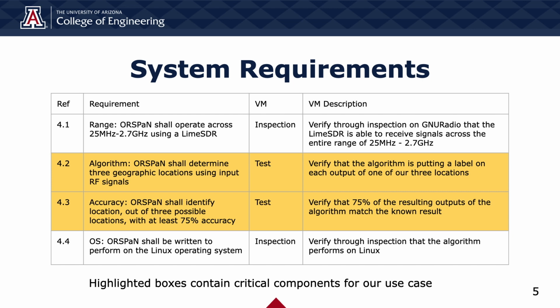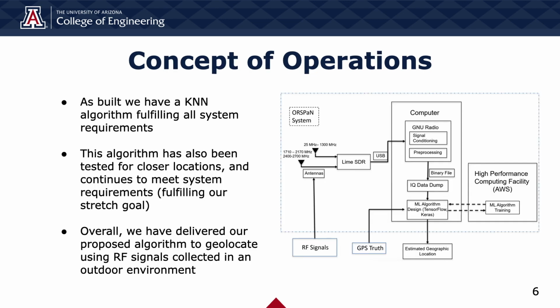The highlighted boxes on this slide show the critical components for our use case, which is positioning a user's location. As built, our system is a k-nearest neighbor, or KNN, algorithm that fulfills all system requirements. The system block diagram is shown here for reference. This algorithm also fulfills all system requirements for locations about half a mile apart, which completes our navigation stretch goal.